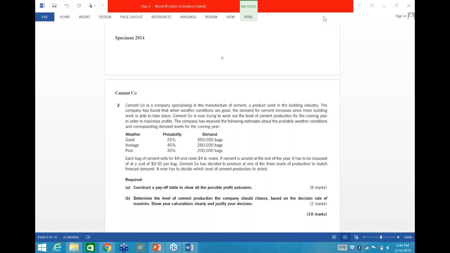The cement company has decided to produce at one of 3 levels of production to match the forecast demand. It now has to decide which level of cement production to select. Part A: construct a payoff table to show all the possible profit outcomes. Part B: determine the level of cement production the company should choose based on the decision rule maximin. First of all, to get the maximin answer, I need to do my payoff table, which is the answer to part A of the question.